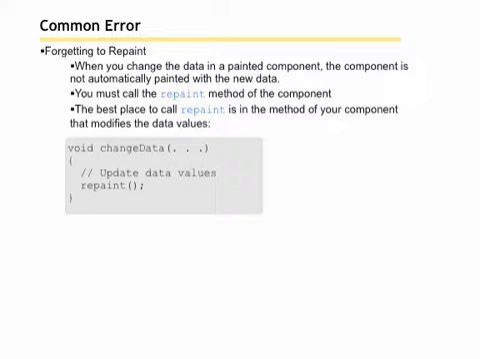A common error is forgetting to repaint. When you change the data in a painted component, the component is not automatically updated. You must call the repaint method of the component, and the best place to call repaint is in the method of your component that modifies the data values. So if you update the data, make sure the last thing you do is call repaint.